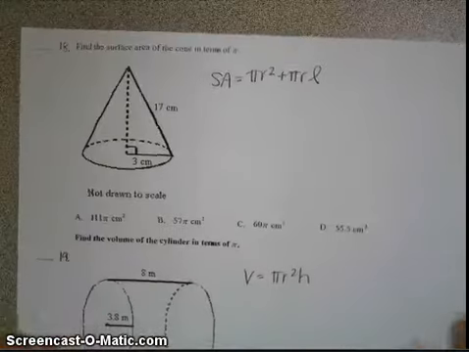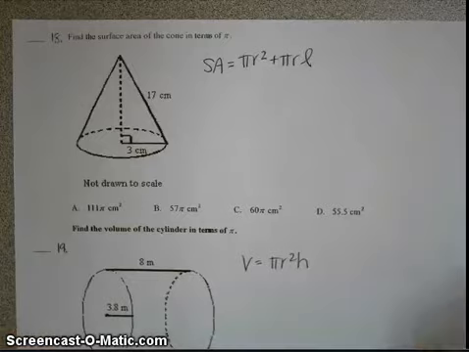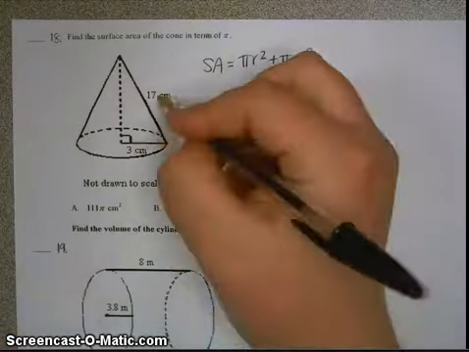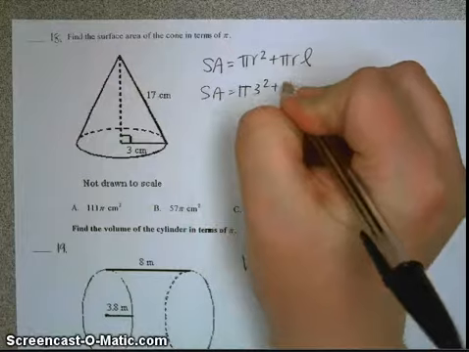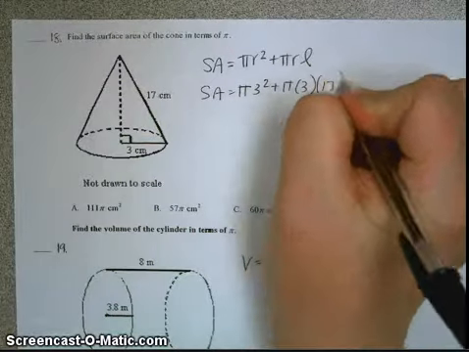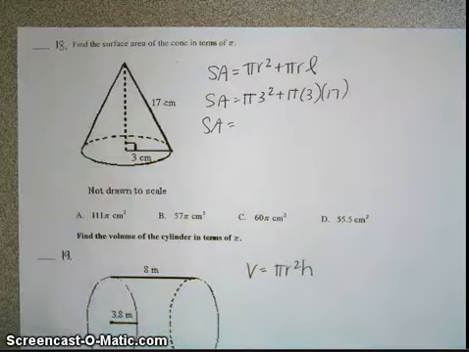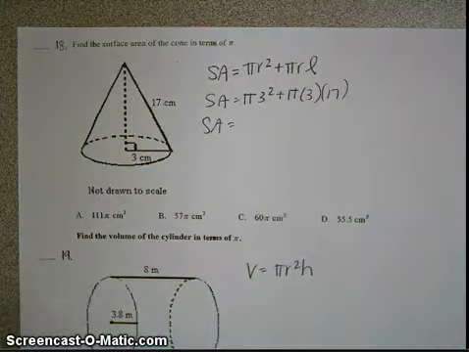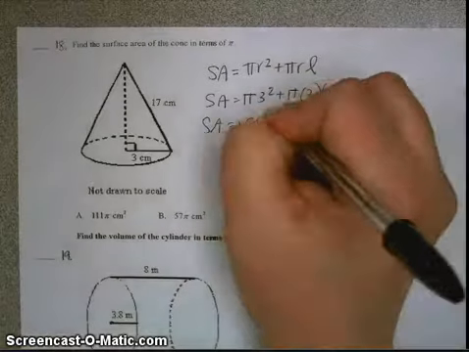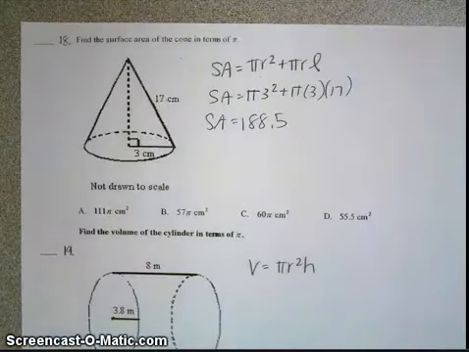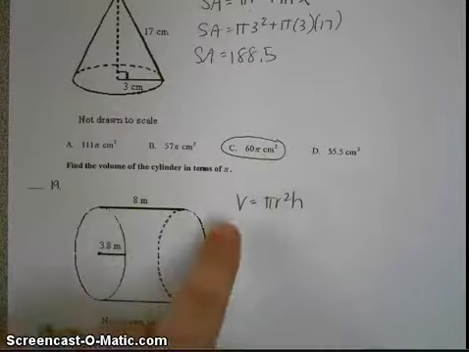Alright, number 18. We have a surface area of a cone. So I need radius and slant height, exactly what they give me. So pi radius squared plus pi radius times 17. Enter it all in. And we get 188.5. Which answer is equivalent? 60 pi.